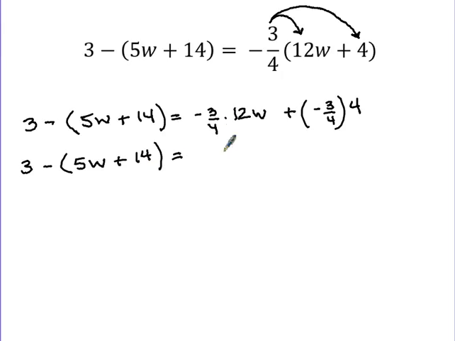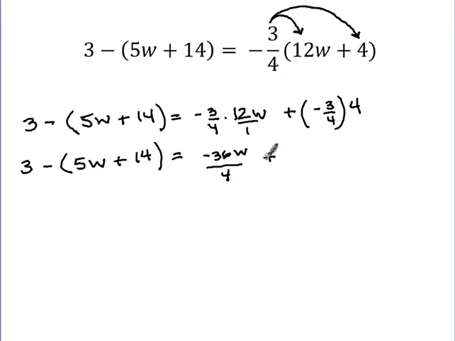All right, so again, if we have a fraction being multiplied times a whole number or some whole value expression, we can just put it over 1. And when we multiply these, we multiply the tops, we multiply the bottoms, we get an answer. So negative 3 times 12 gives me a negative 36w. 4 times 1 gives me 4.